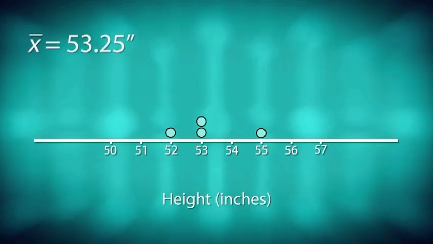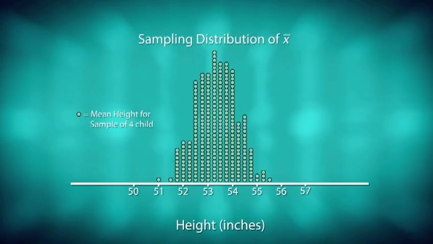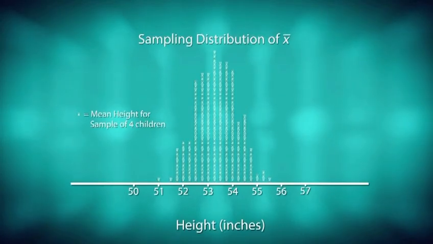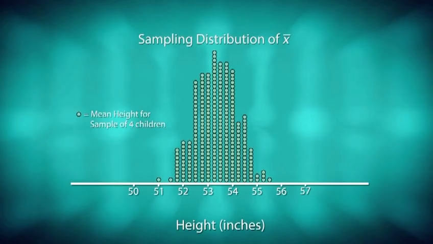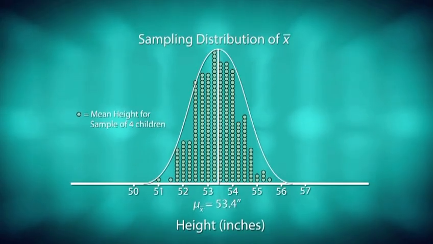We can keep going until we've selected all possible samples of 4 from our population of 20. And now we can plot out all the sample means we calculated. What we get is a distribution of our sample means, or to put it another way, a sampling distribution of x-bar, a distribution of x-bar values from all possible samples of size 4. And like any distribution, it can be described by its shape, center, and spread. The shape is our familiar normal curve. The center is the mean of x-bar, 53.4 inches, which is exactly what we got for the mean when we calculated it from the population as a whole.